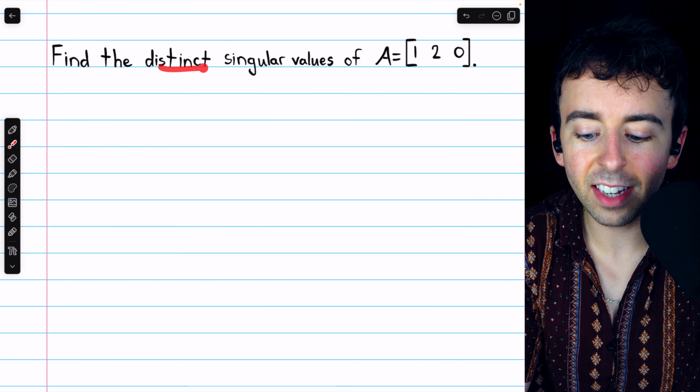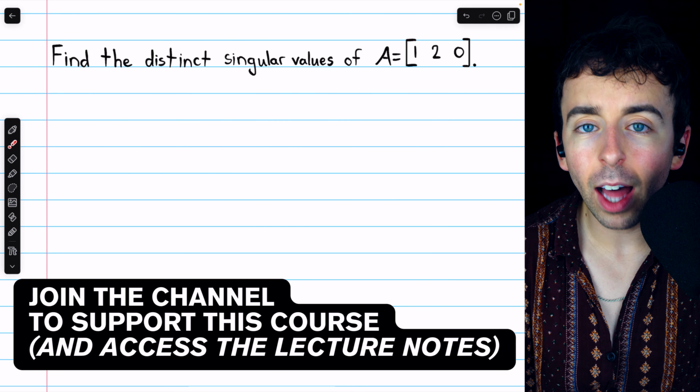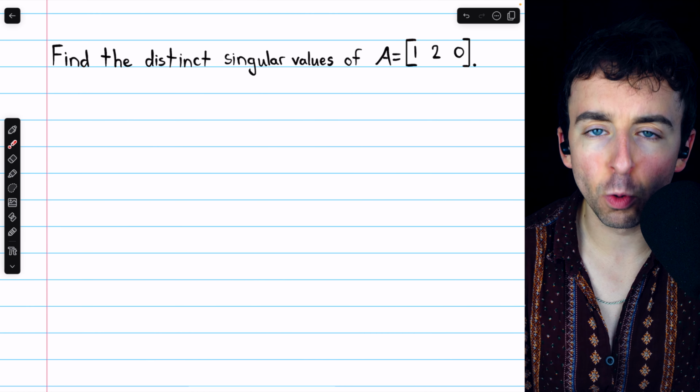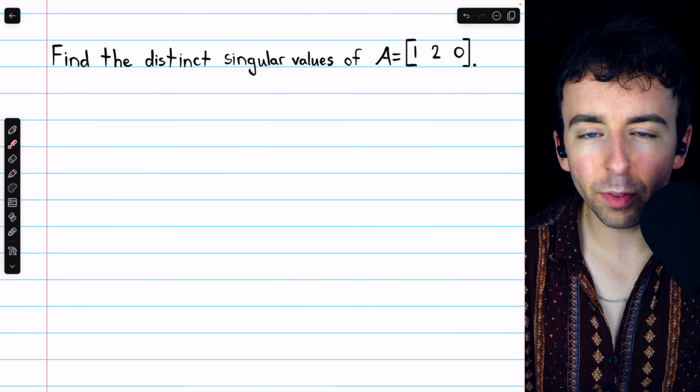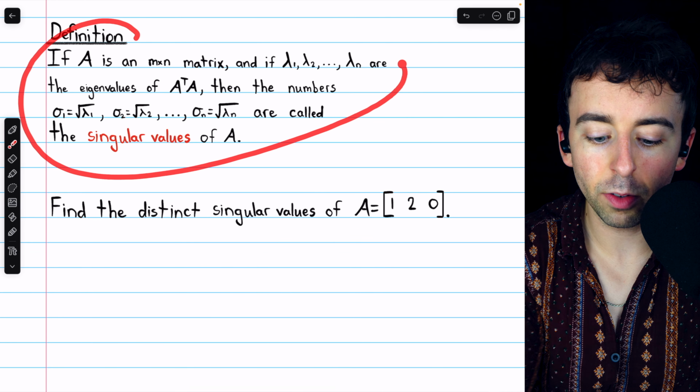Let's find the distinct singular values of this row matrix A. I'll leave a link in the description to my lesson introducing singular values. In this video, we'll just go over how to find them with this example. Here is the definition for your reference.